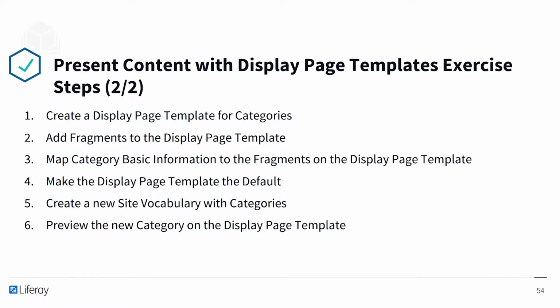From there, we will create a display page template for categories, add fragments to the display page template, map category basic information to the fragments on the display page template, make the display page template the default, create a new site vocabulary with categories, and finally, preview the new category on the display page template.